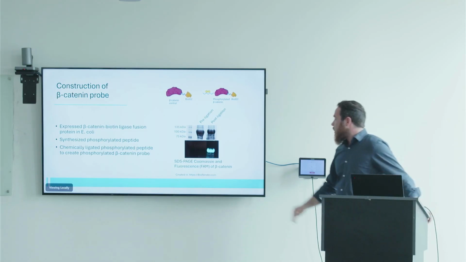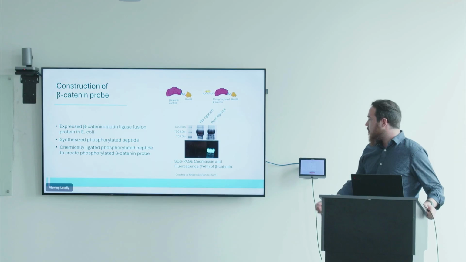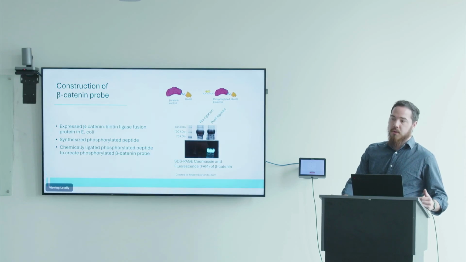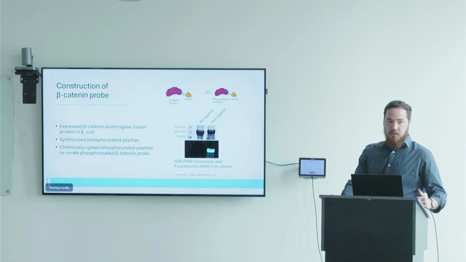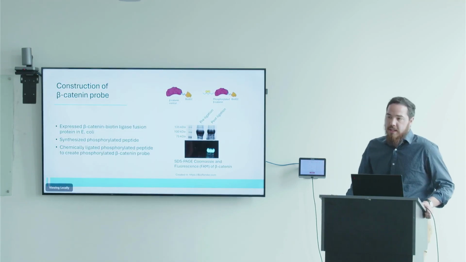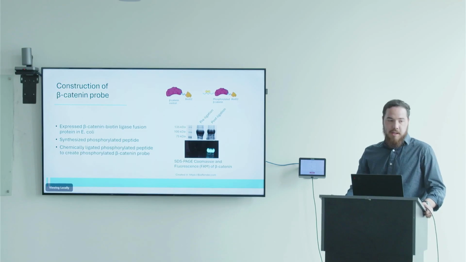So we can see in this gel that we have the beta-Catenin probe. We attached a fluorescence marker to our peptide in order to track and determine whether we had properly ligated it to the protein. You can see in our fluorescence image of the gel that we did indeed have ligation of our peptide. So we made our probe.